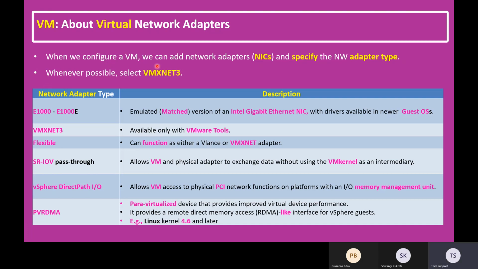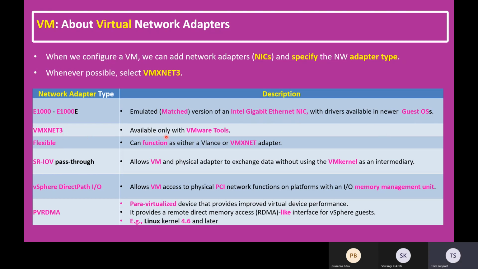Whenever possible, always choose the latest version, VMXNET3. The network adapter type E1000 is the old version. The latest version of E1000 is E1000E, where E means enhanced. The emulated version is a matched version of an Intel Gigabit Ethernet NIC card. This version is almost equivalent to the physical Intel Gigabit Ethernet NIC card, with drivers available in newer guest operating systems. The drivers come by default with the latest versions of guest operating systems.